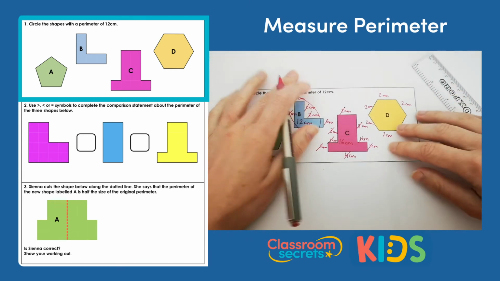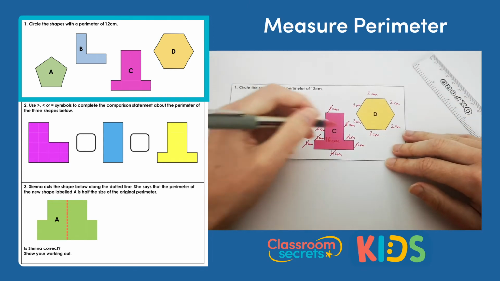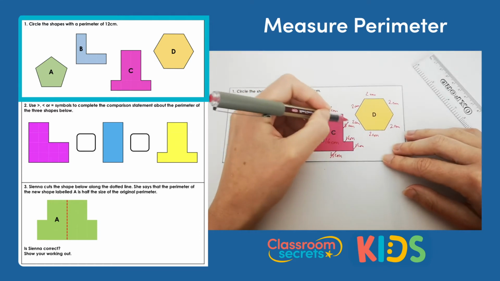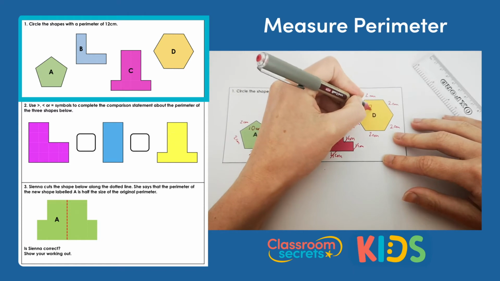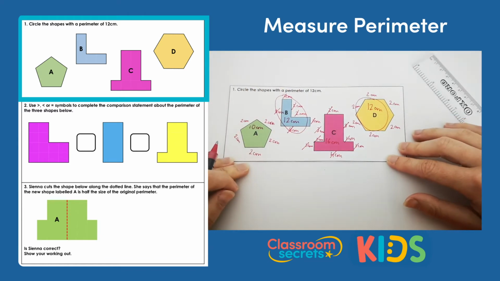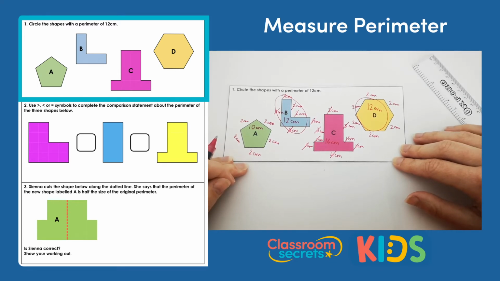So like before, because they're all the same, we could do 2 times 6 because a hexagon has 6 sides, or we can add them up. So if we do 2 times 6, we get 12 centimetres. So shape D also has a perimeter of 12 centimetres. So the shapes that should be circled are B and D.